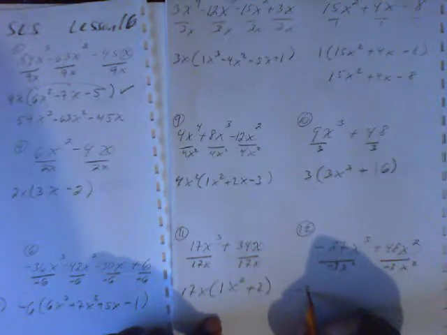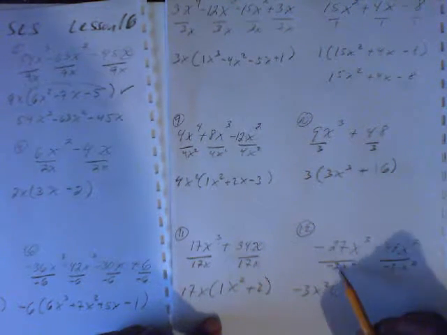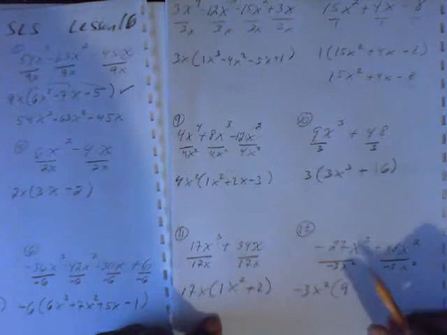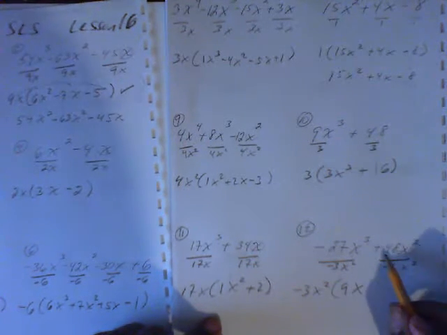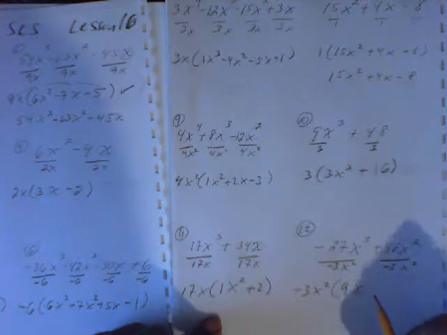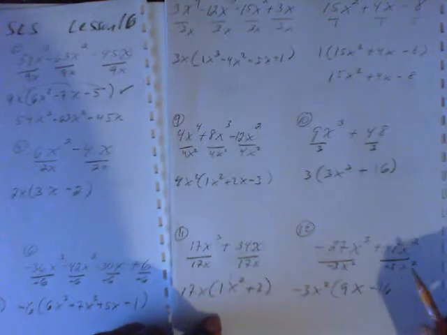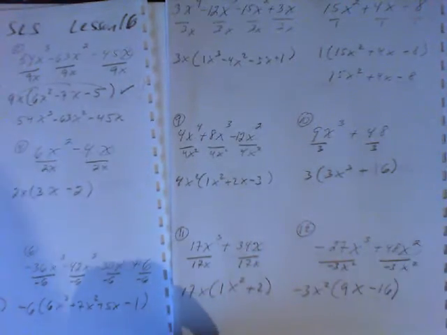So let's write our GCF, negative 3x squared here. And negative 27 divided by negative 3 gives us positive 9. X to the third power divided by x gives us x. Positive 48 divided by negative 3 gives us negative 16. And x squared divided by x squared cancels. And so that's the end of our problem.